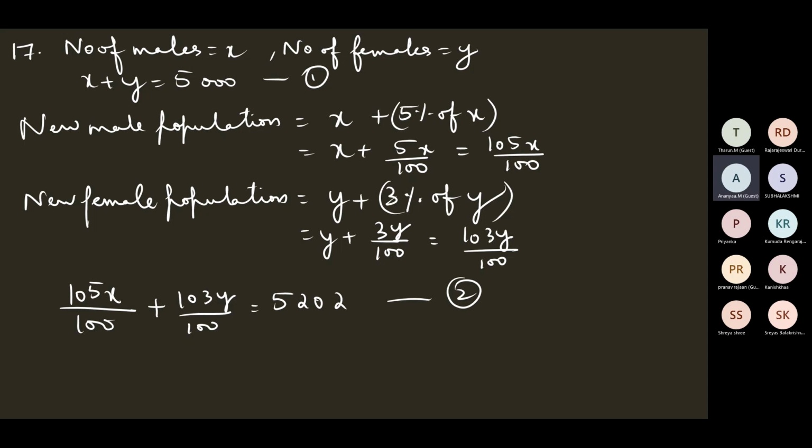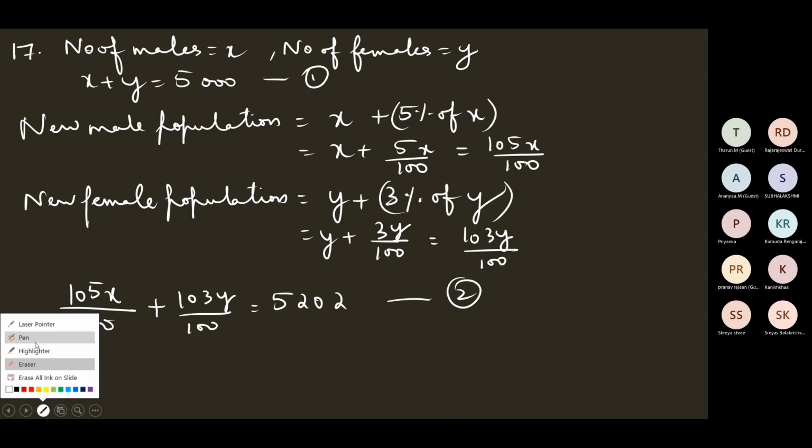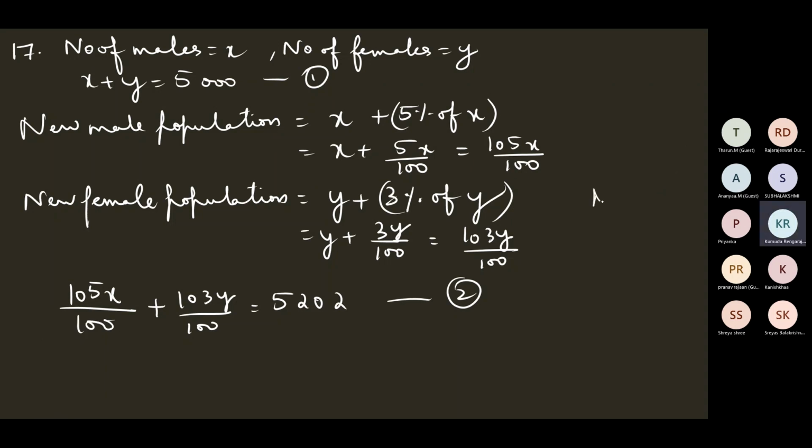Yes, ma'am. I got 2,600 males and 2,400 females. Okay, 2,600 and 2,400. Very good. All right, so others also can check if you're getting males 2,600, females 2,400.